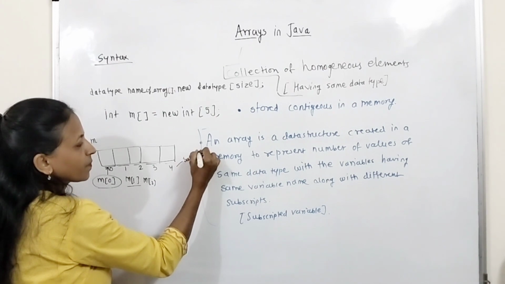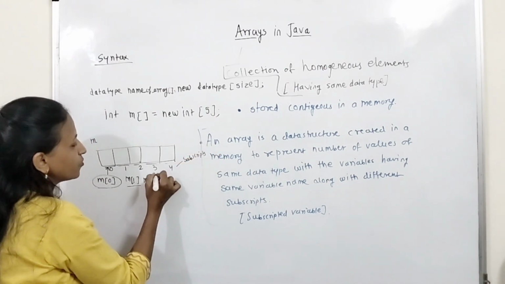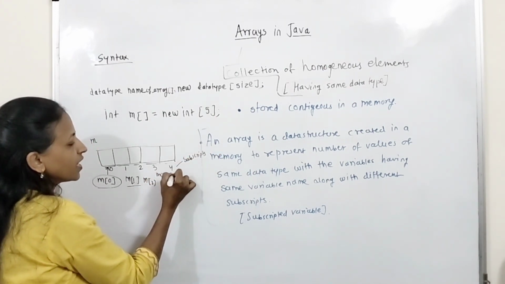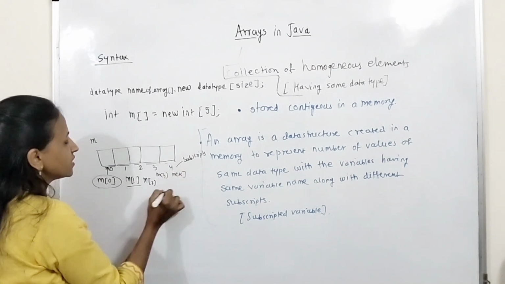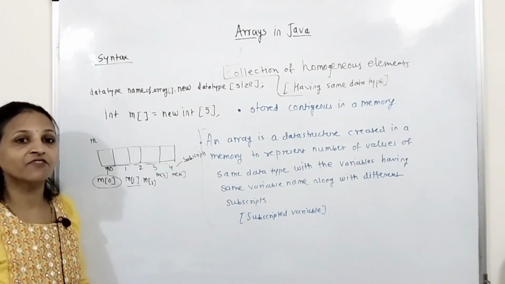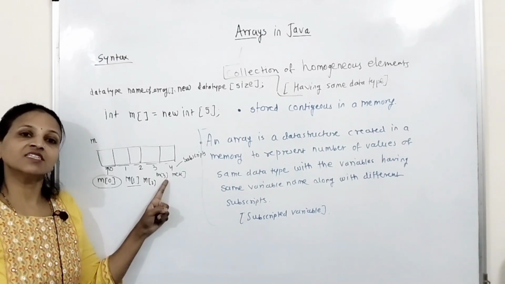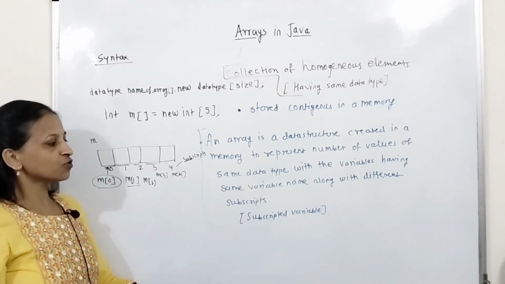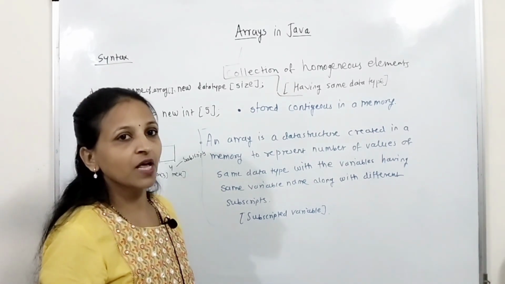And m of 2, then m of 3, m of 4. In this way we can access individual elements of an array with the help of the array name with a subscript. That's why this is also called a subscripted variable.